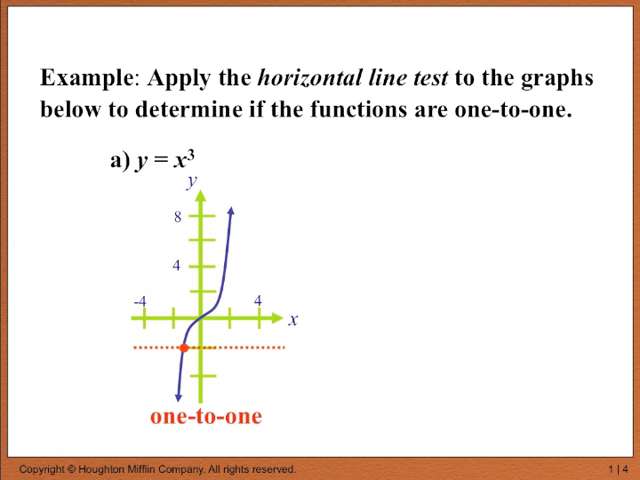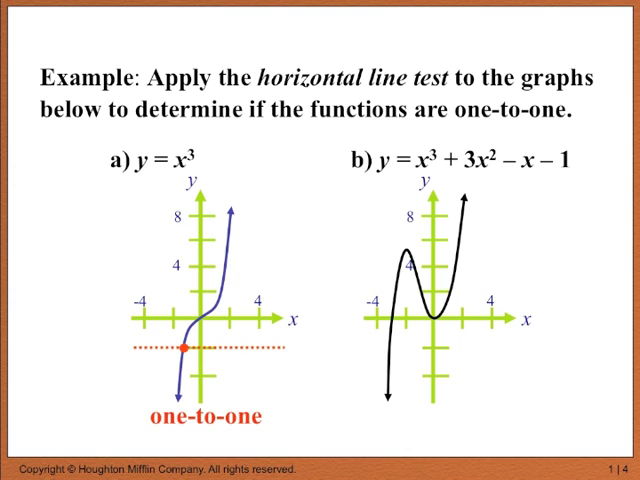Okay, so you're probably able to see that it is one-to-one because it passes the horizontal line test. And obviously it also passes the vertical line test, otherwise it wouldn't be a function. But it passes the horizontal line test, and this is a one-to-one function. How about y equals x cubed plus 3x squared minus x minus 1? Is that a one-to-one function? Pause the video, come up with an answer, and then resume when you have an answer.